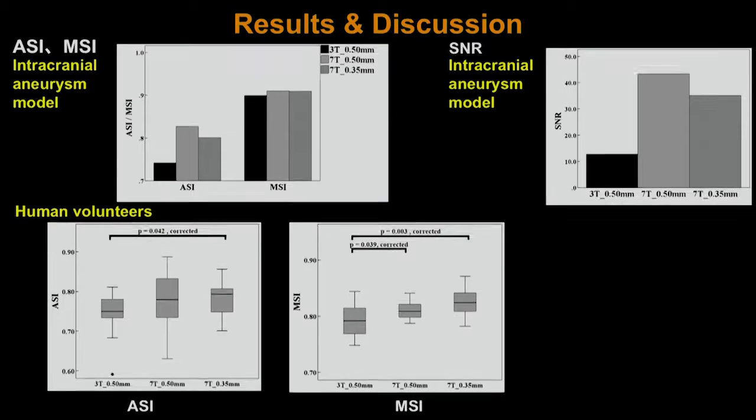And in the human volunteer study, for ASI of 10 healthy volunteers, there is a statistically significant difference between these conditions. And as for MSI of 10 healthy volunteers, there is a statistically significant difference between these two conditions and these two conditions. But please note that there is a different trend in ASI and MSI, because of this one, like this, so the opposite trend. Why?